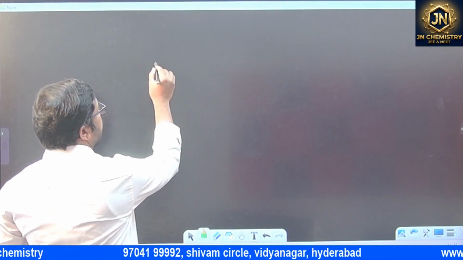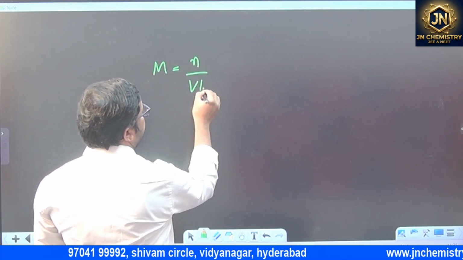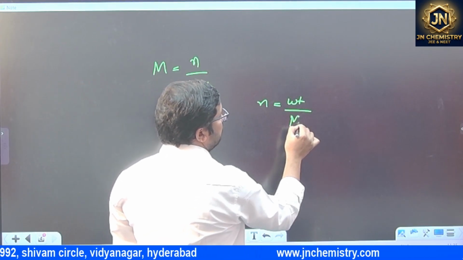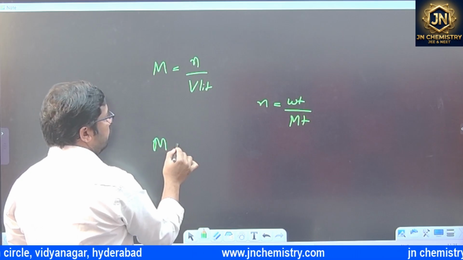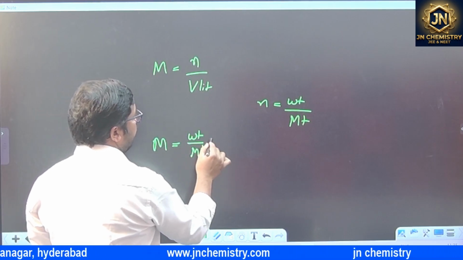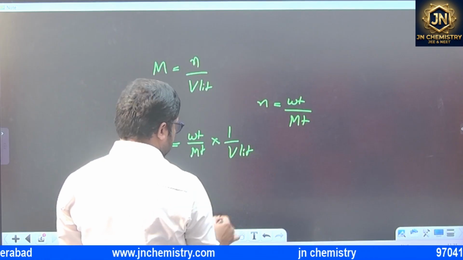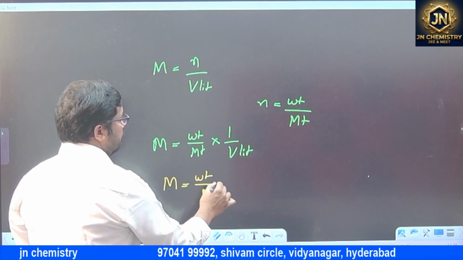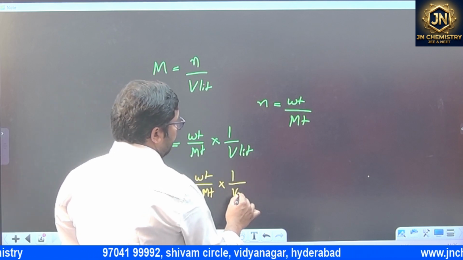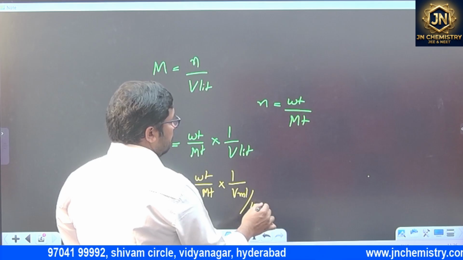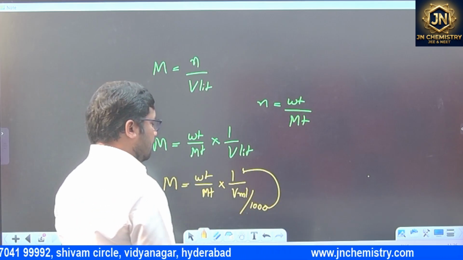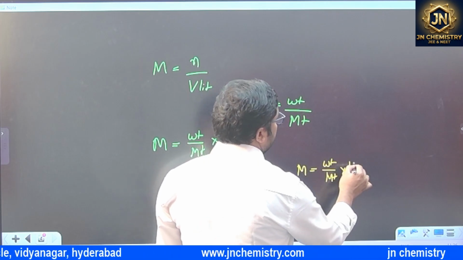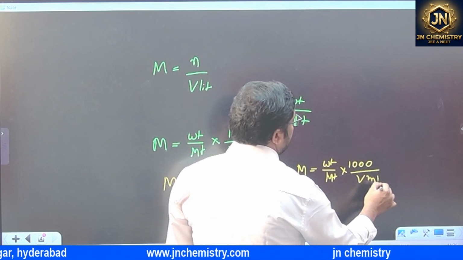Next. Molarity is equal to n by V in liters. n is equal to, in the majority of cases, weight by molecular weight. So molarity is equal to weight by molecular weight into 1 by V in liters. So molarity is equal to weight by molecular weight into 1 by V in ml by 1000. Automatically we'll write: molarity is equal to weight by molecular weight into 1000 upon V in ml.